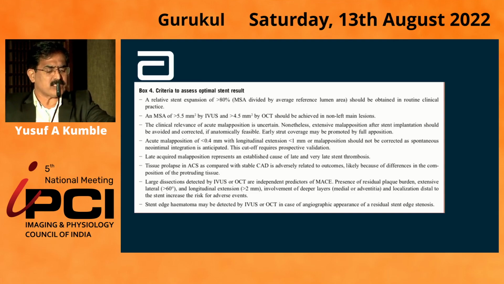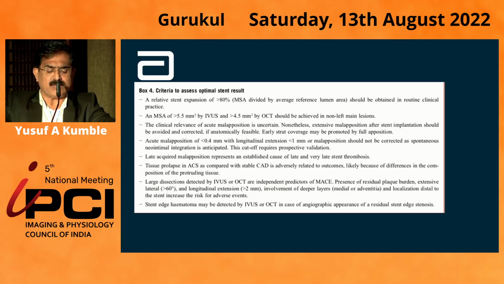Criteria to assess optimal stent results: a relative stent expansion of more than 80%. Some studies have taken 90%, but 80% is the consensus in most studies. It is a consensus: more than 80% MSA. An MSA of more than 5.5 by IVUS and more than 4.5 by OCT should be achieved in non-left main lesions. Clinical relevance of acute malapposition is uncertain.